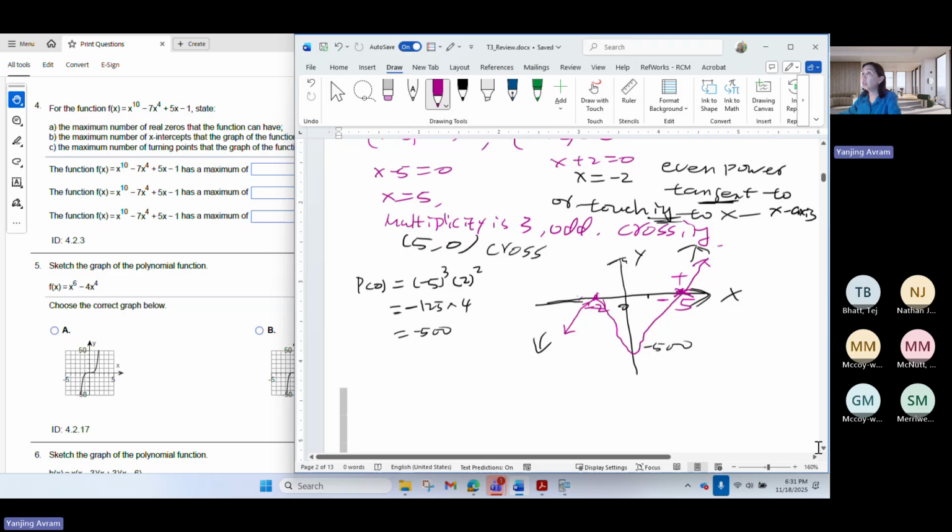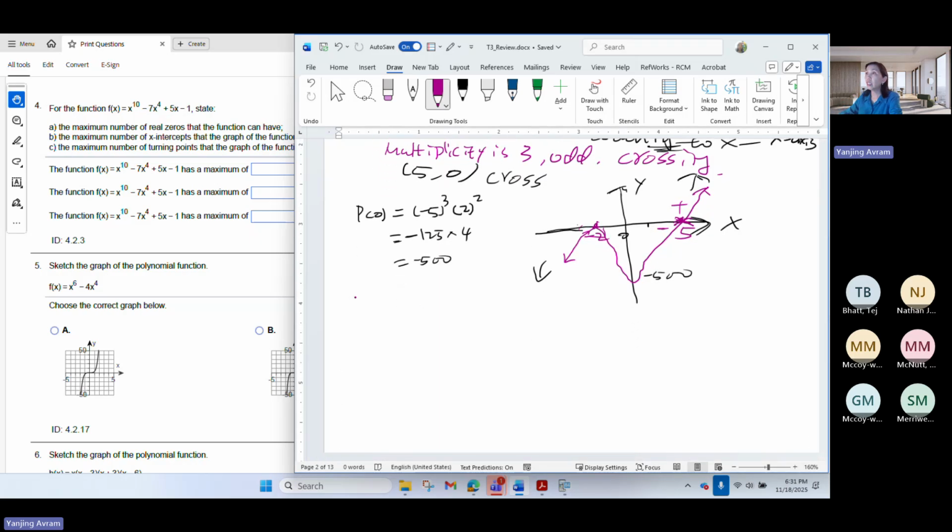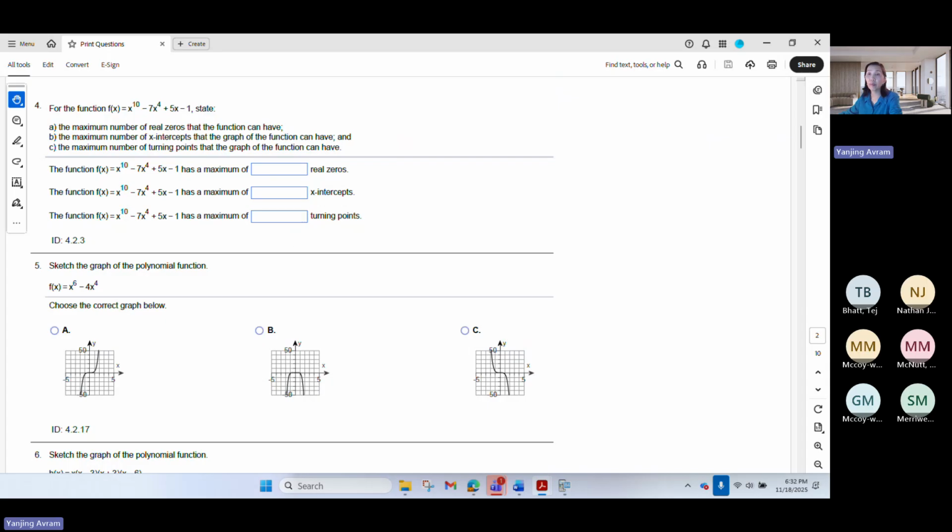Turning point is always using n minus 1. Like say a quadratic, y equals x squared. This has only one turning point because it changes from decreasing to increasing. So 2 minus 1 is 1. So the number of turning points is always n minus 1. I have a degree of 10 here, 10 minus 1 will be 9, so the maximum you can have is 9 turning points. Questions?